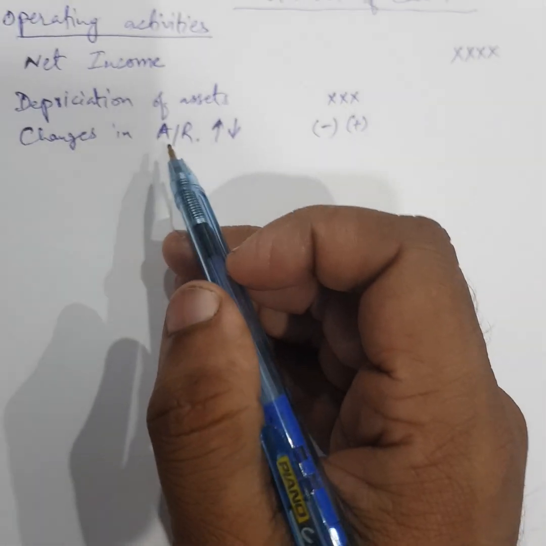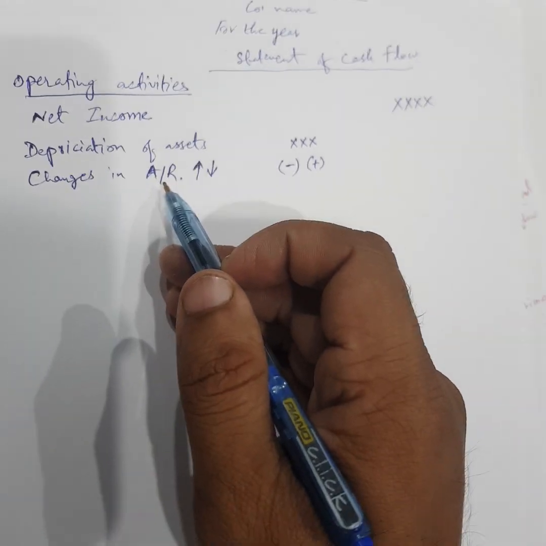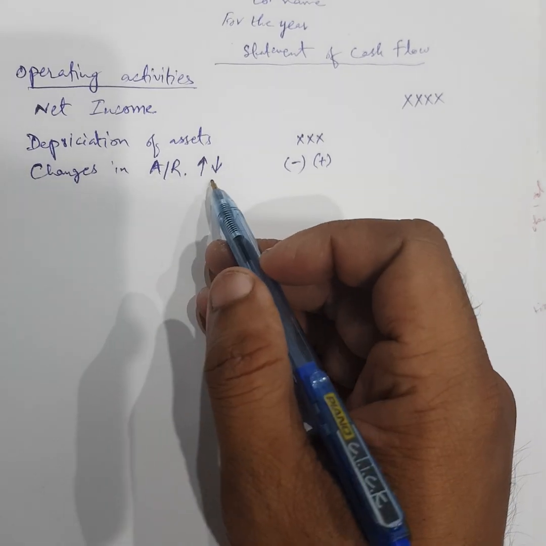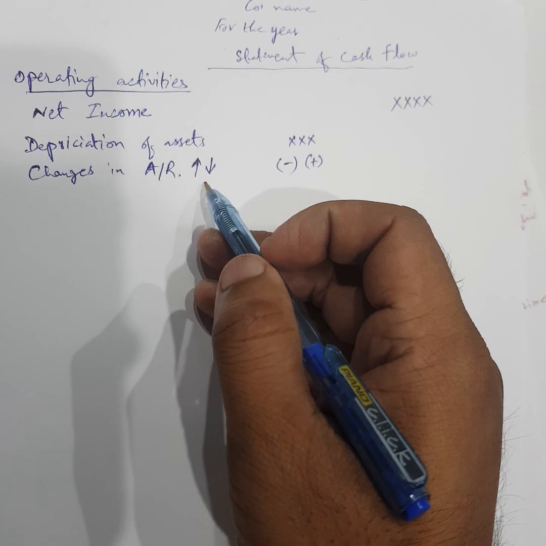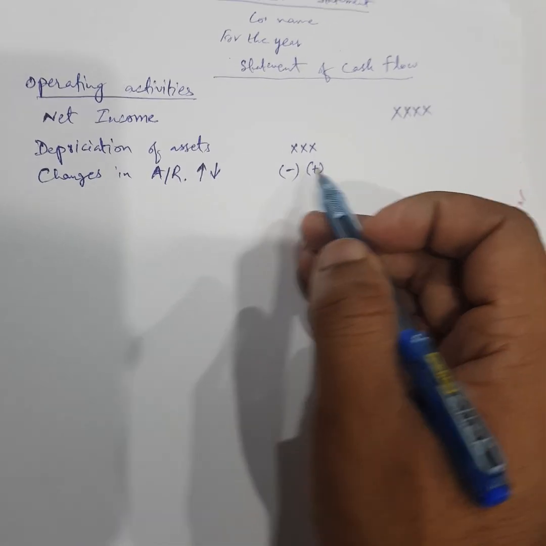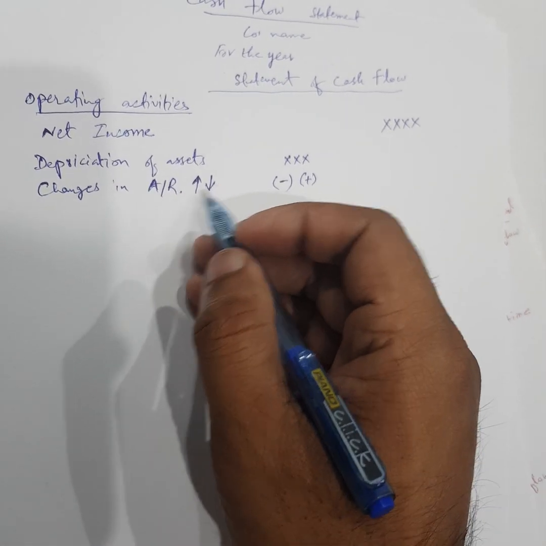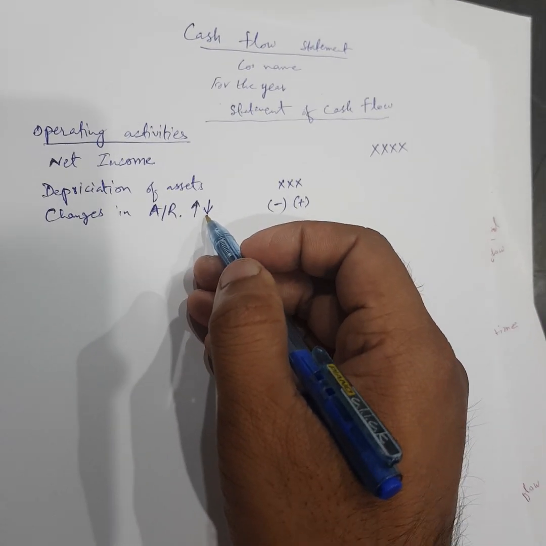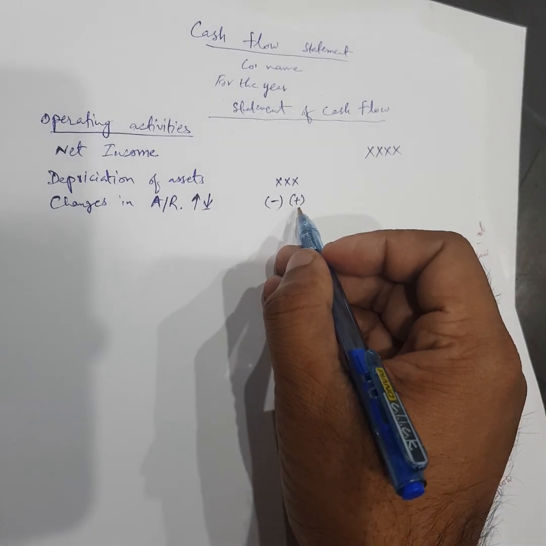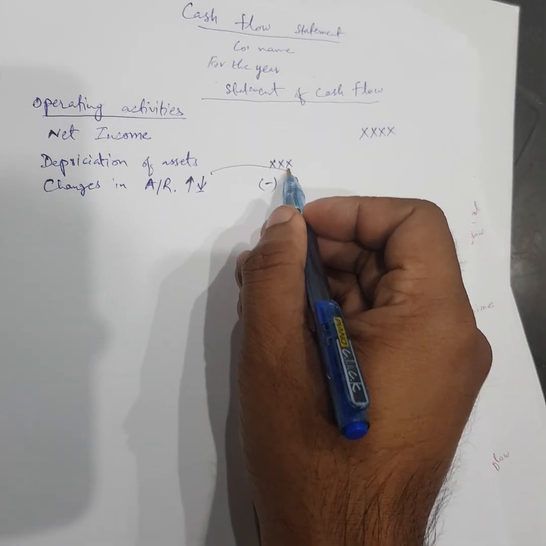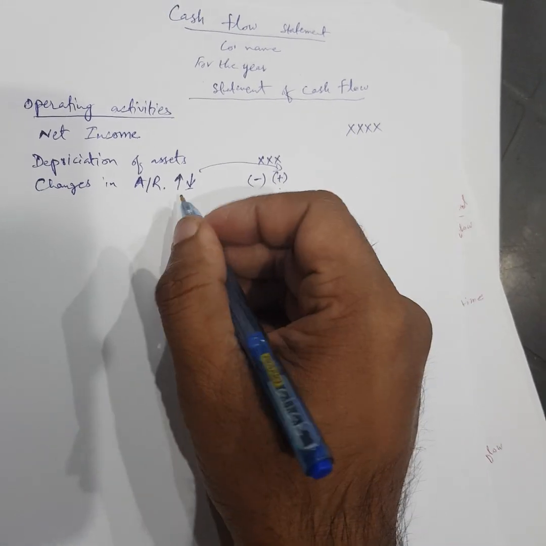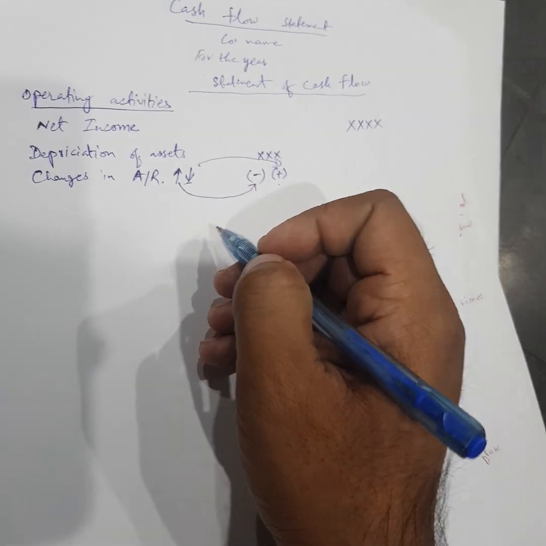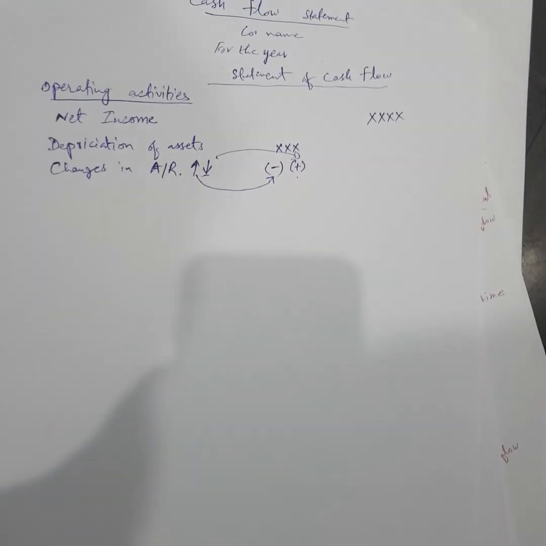You need to remember, whenever our account receivable amount increases, we will minus the amount. Whenever our account receivable amount decreases, we will add the amount, because with the collection of account receivable, our account receivable will decline or decrease. That will impact as positive, that the cash gets in. But with the increase in account receivable, our cash goes out in the form of inventory that we sold on credit.